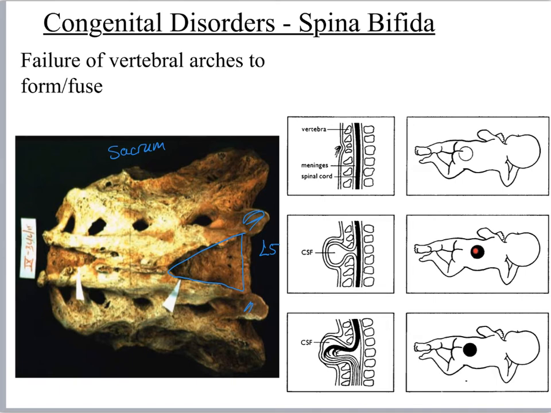In this case, they're showing it a little bit higher. And you can see the bones did not fuse at all. And so now the dural sheath can poke out between the bones, and this will be filled with cerebral spinal fluid. This is a moderate severity.